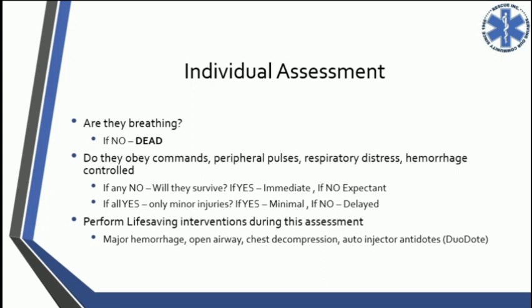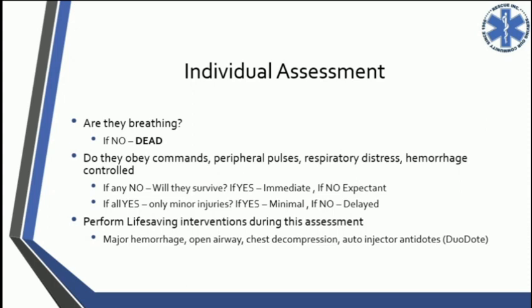If all are yes, are there only minor injuries? Minor injuries are abrasions. That's about it. Abrasions, small lacerations. Can they walk around? Are they relatively non-injured? That's minimal. They're delayed if there's not minor injuries, but they obey commands, they have pulses, they're not in respiratory distress, hemorrhage is controlled, and they have some kind of significant injury that's not just a minor abrasion. They're a yellow tag. A lot of patients inadvertently fall into this yellow tag category because they may have broken arms, and they'll fall into this yellow category.